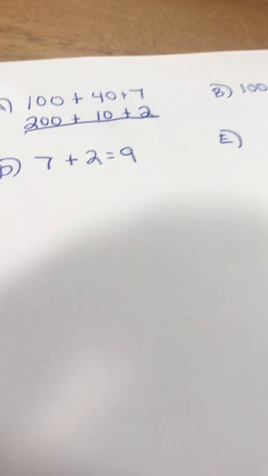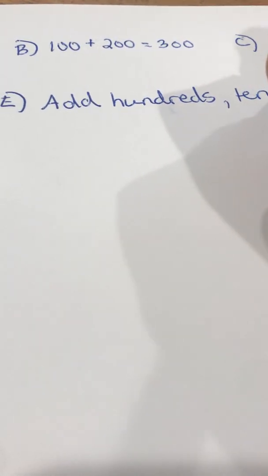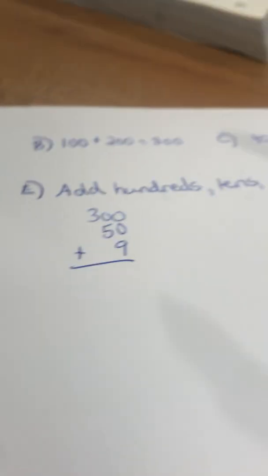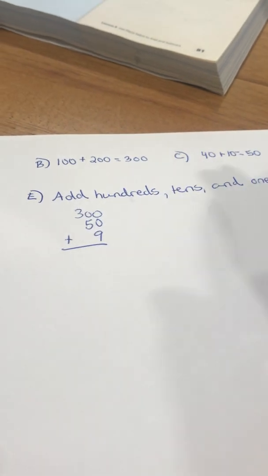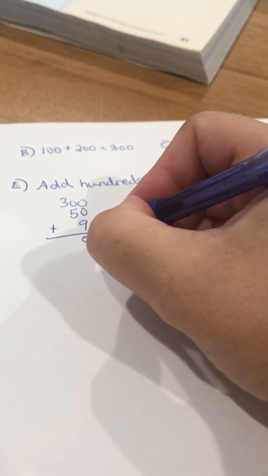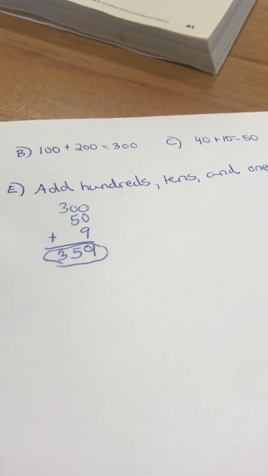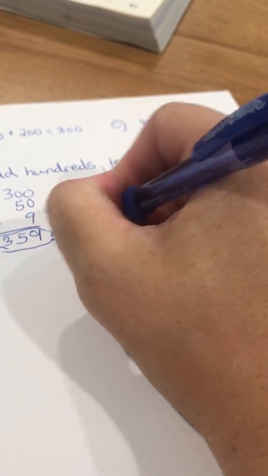So we're going to explain it like this. We will add our hundreds, tens, and ones. So it's going to look like this. 300 plus 50 plus 9. That is our adding of our hundreds, our tens, and our ones. We're combining all of those place values together so we get 9, 5, 3. So our total, of course, is 359 songs in all.